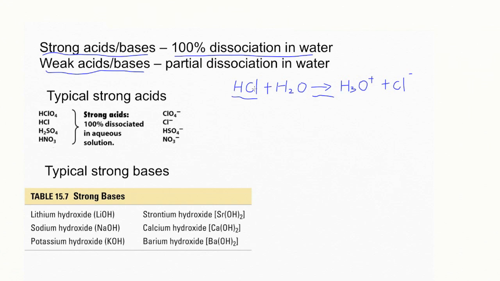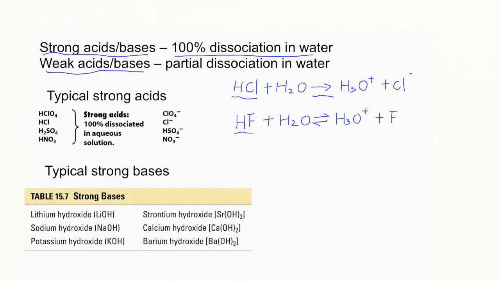acid. But if you have a very weak acid, for instance, hydrogen fluoride, if you dissolve that in water, you will find out that only part of this hydrogen fluoride molecule will dissociate to give you hydronium cation and fluoride. You still have hydrogen fluoride molecules left in this solution.